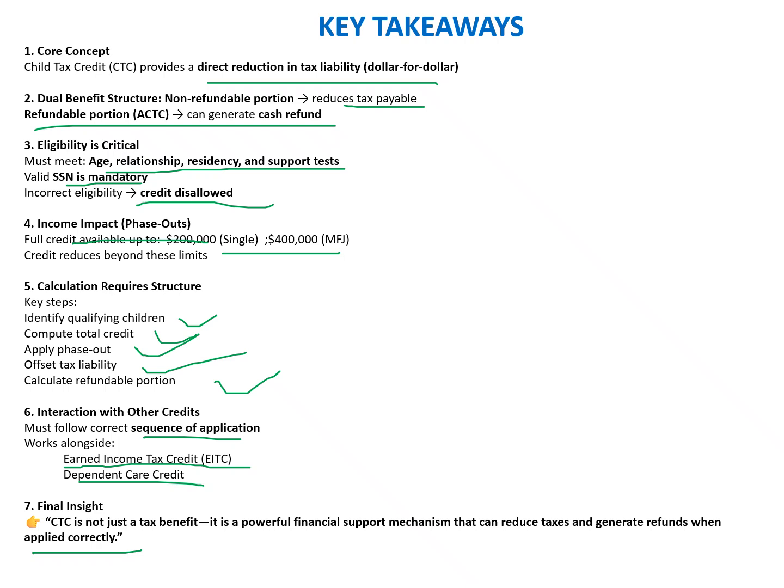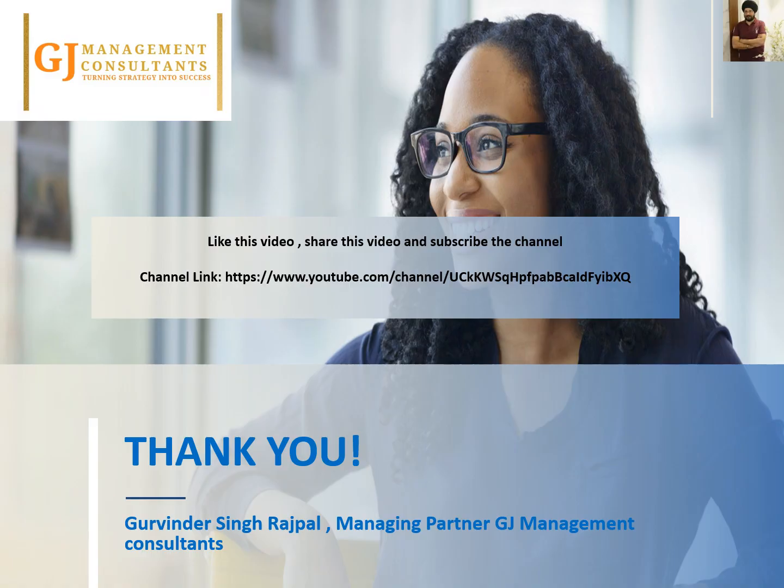So with this, we move to the end of this chapter. Let's quickly move to the final slide and see what we're going to cover in the next chapter. Okay. So now that we have explored the child tax credit in detail, its structure, eligibility, calculation, and the refundable component, one key insight should stand out: tax credits are not just about reducing tax, they can actually become a source of income for taxpayers.